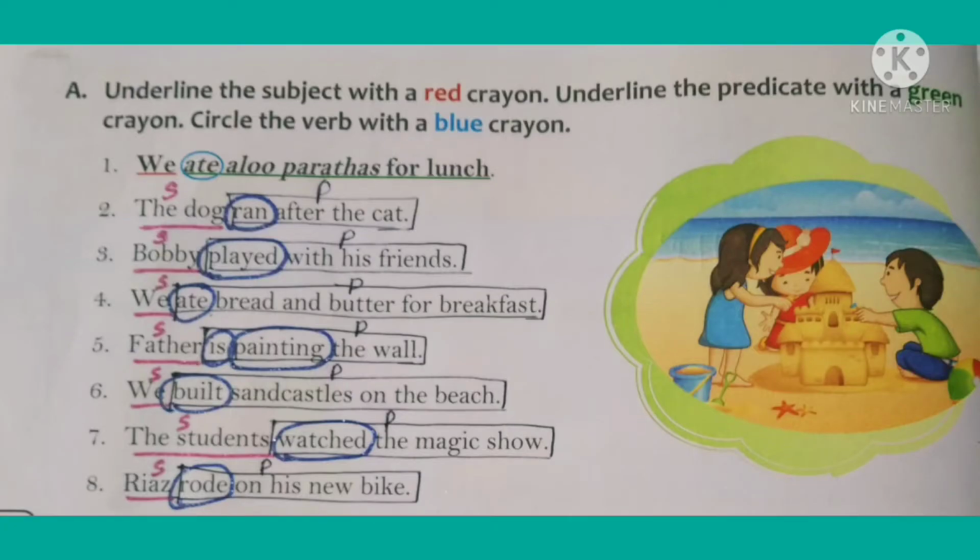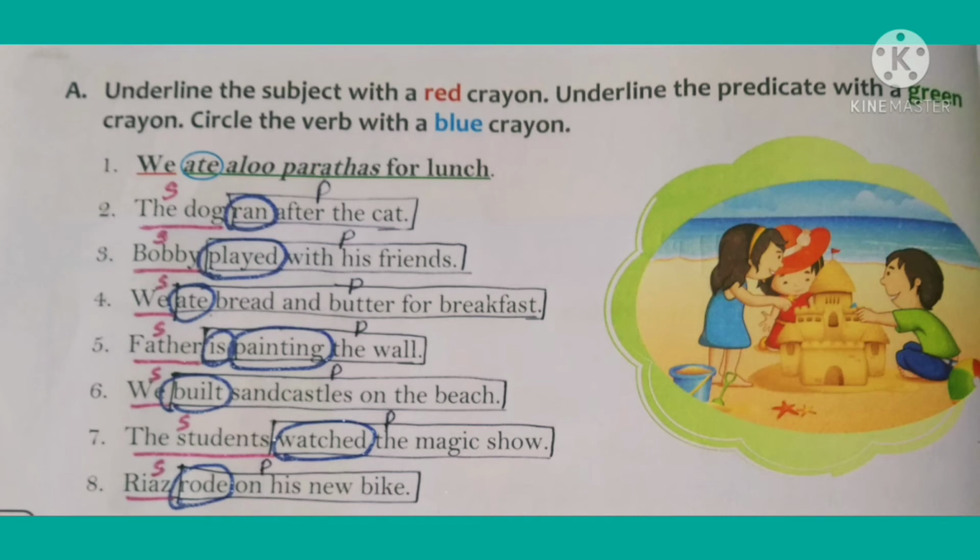Now all of you open page number 6 in your grammar textbook and let's discuss the exercises A and B. Underline the subject and predicate and circle the verb. In this exercise, you have to do 3 things. First, you have to underline the subject, then circle the verb and underline the predicate. One example is already given.